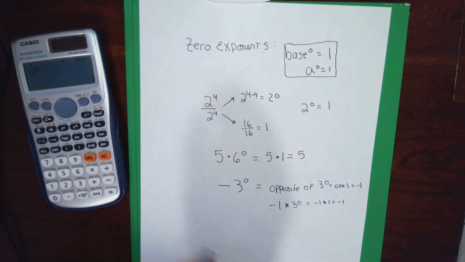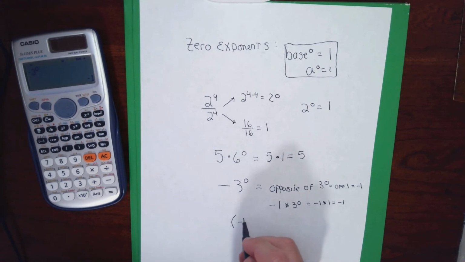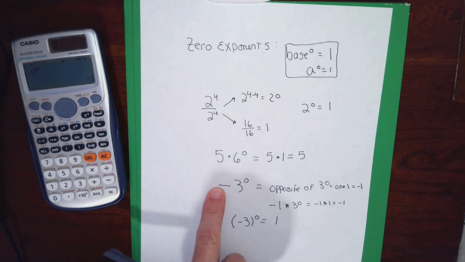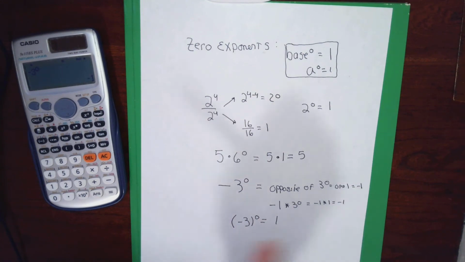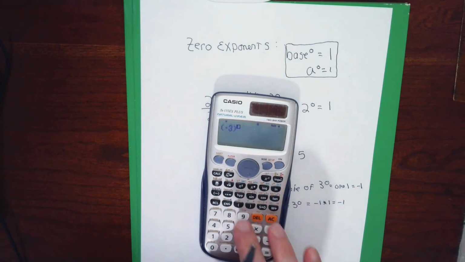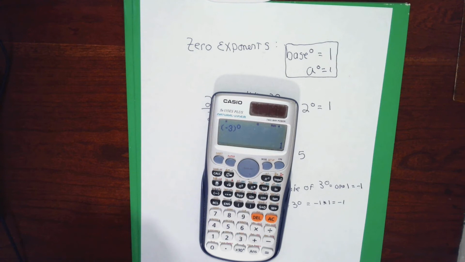If I do something that seems insignificant and just sneak this into a parentheses, then this fits the rule base to the 0 power. Once the negative's inside the parentheses, it's part of the base. And this means this is a base to the 0 power, and that's actually going to equal 1. So when we have negatives, if a negative's not in a parentheses, the answer is not going to be 1. But if the negative is in a parentheses, it's going to reduce to 1.